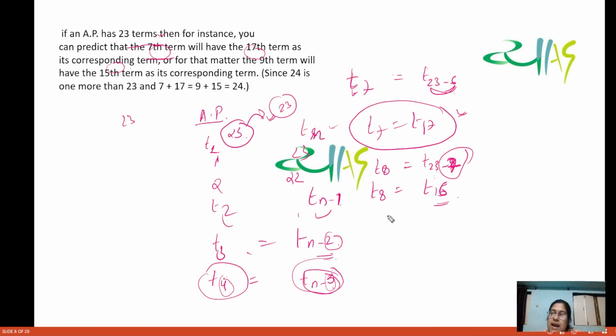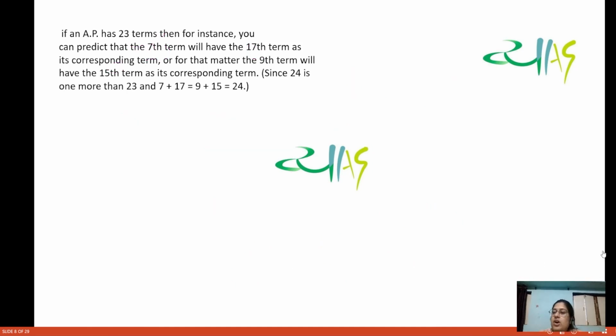Okay, and if you are asked for T9, then T23 minus 8. So what are you going to get? T15. So T9's corresponding term is T15. Now I hope everybody is clear with this. What I am saying here is, if an AP is given to you and you are asked for the corresponding term, then T1's corresponding term is Tn, T2's is Tn minus 1, then T3's is Tn minus 2.